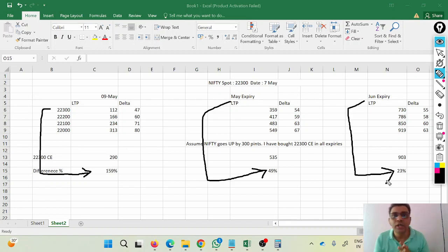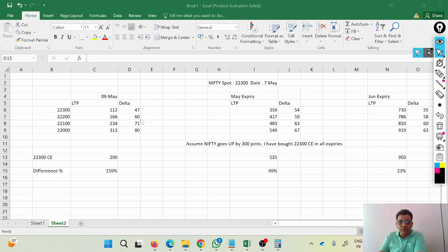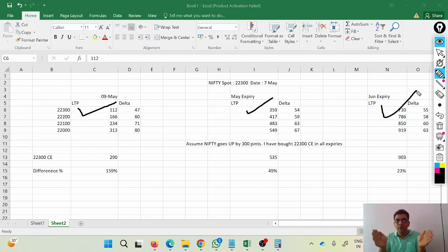Even if we consider that all the other Greeks like theta and vega are not working, even in that case the gamma impact will be very high on the day of expiry or near the expiry. So lower the option price, higher is the gamma impact. Listen carefully. Lower the option price, higher is the gamma impact. Lower the time to expiry, higher is the gamma impact.